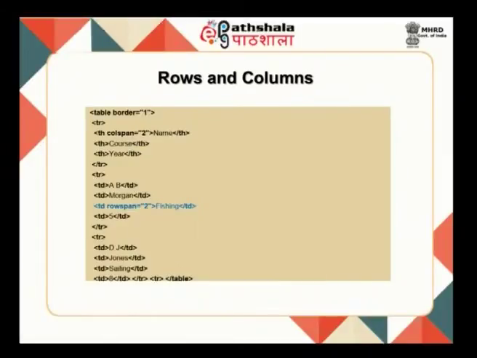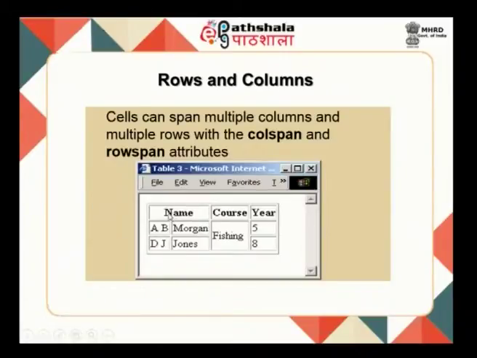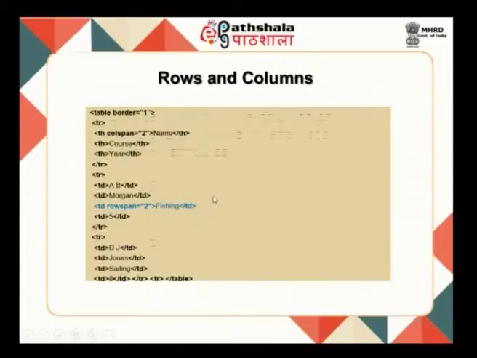Now, let us see what the code for it is. Here you can see that the first header cell is name. Name actually spans over 2 columns. So, here you can see that TH has the column span given as 2, so name spans over 2 columns, and then the second header cell has a value like course, and the third header cell has a value like year. So, with that the first row gets over.